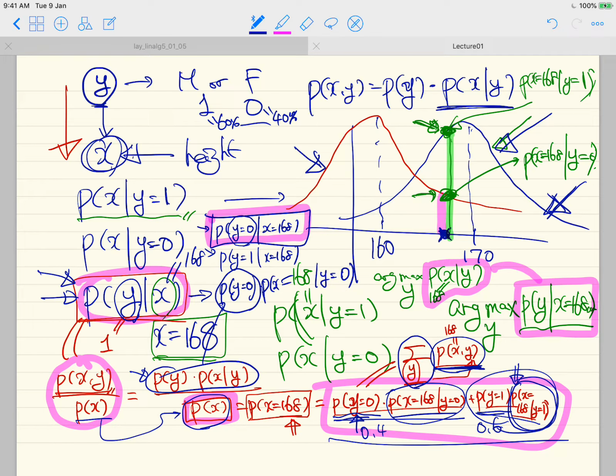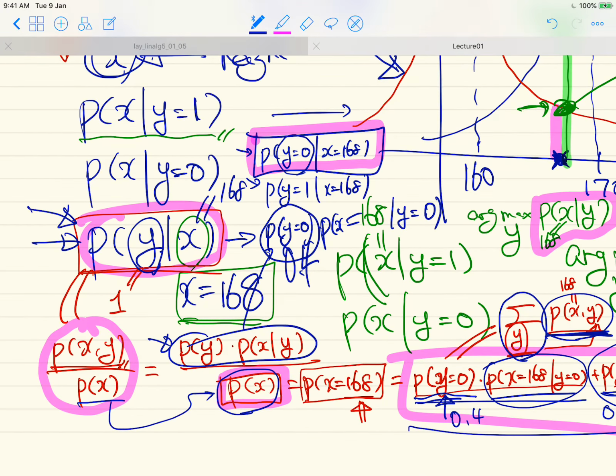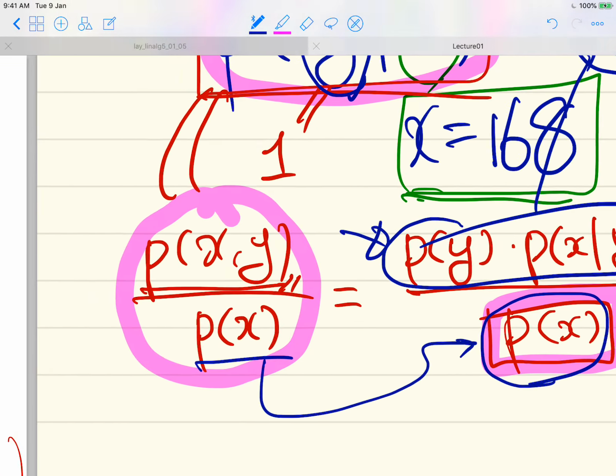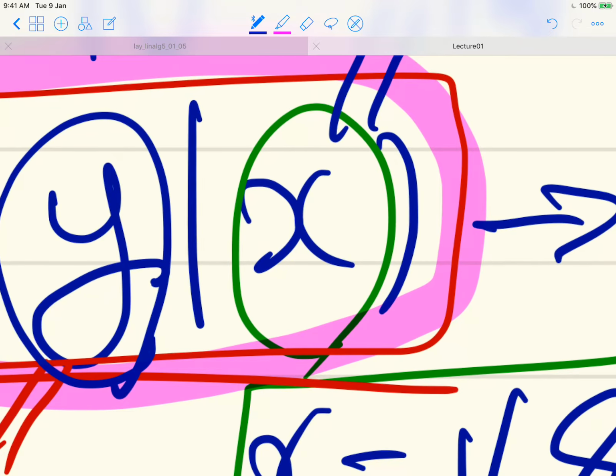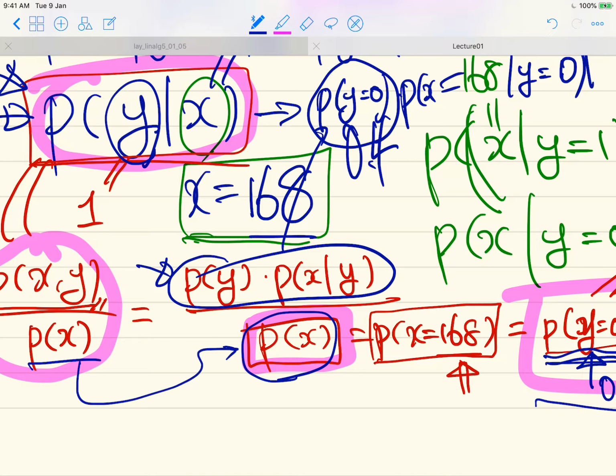So p of y being equal to 0 is defined as 40%, so this is 0.4. Sorry that it is quite messy, but again, the high-level story is that this posterior is defined as prior times likelihood, which just follows the natural generation order, but we divide it by p of x because in this posterior we have x as our condition, right? And x is fixed as 168, which is our particular feature vector or feature value, right?